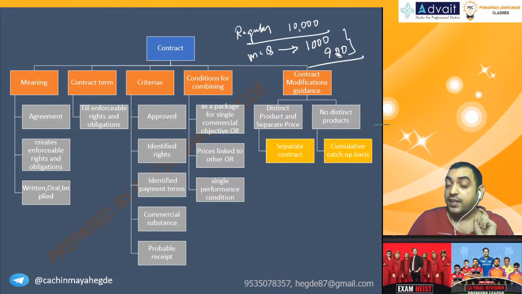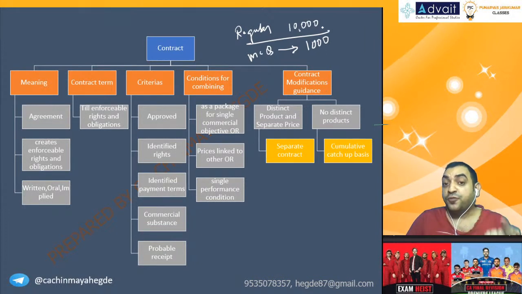On the other hand, I'll tell you one more thing. Regular classes 10,000. MCQ normally I give to others for 1,000. But if you take my regular class, I will give it to you at 200 rupees.